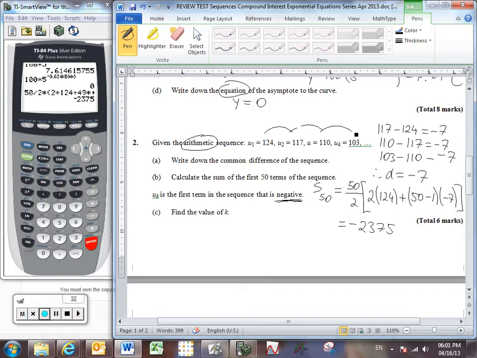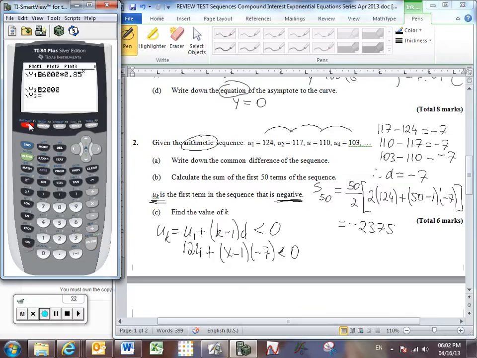So let's write down an expression for our ukth term. We know that uk will equal u1 plus (k minus 1) times d, and we want this to be less than 0. Where is it going to be negative for the first time? And so let's substitute. Our u1 was 124, so where is 124 plus (x minus 1) times -7 going to finally be less than 0? So let's go to y equals and put in our function, 124 plus (x minus 1) times -7.